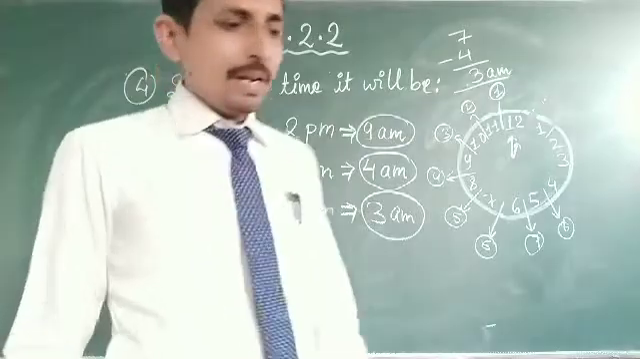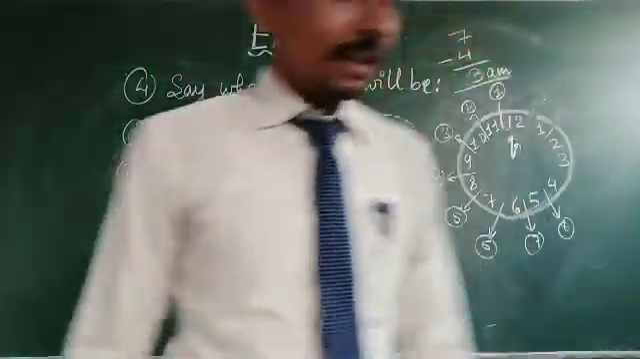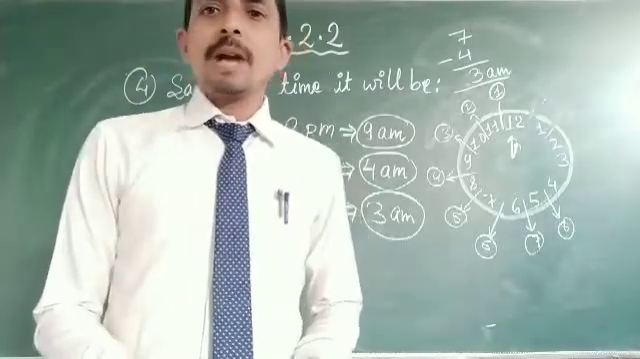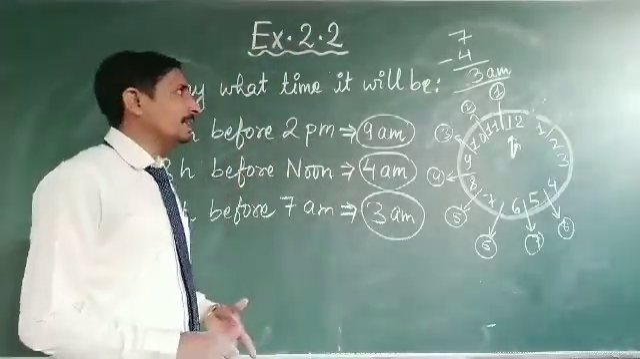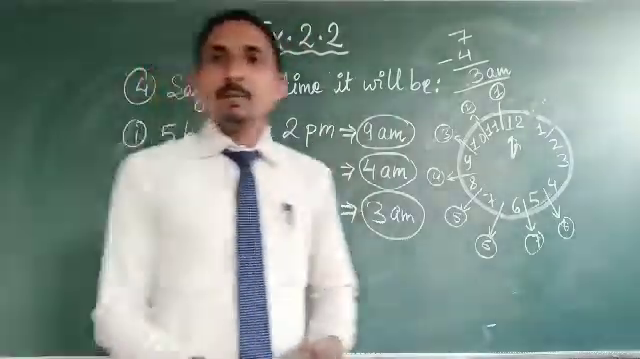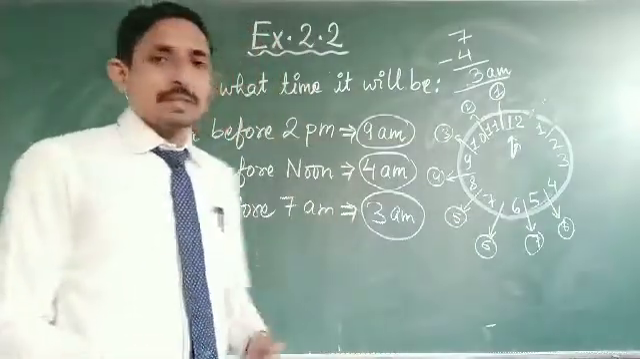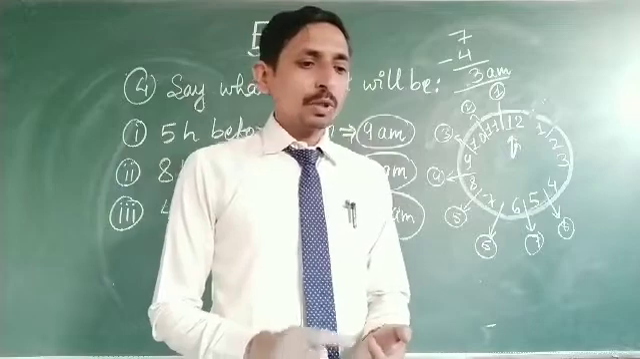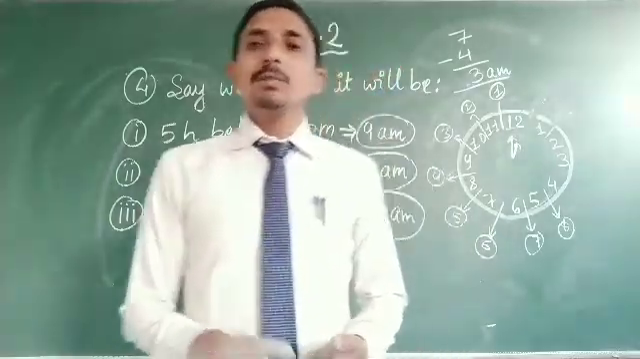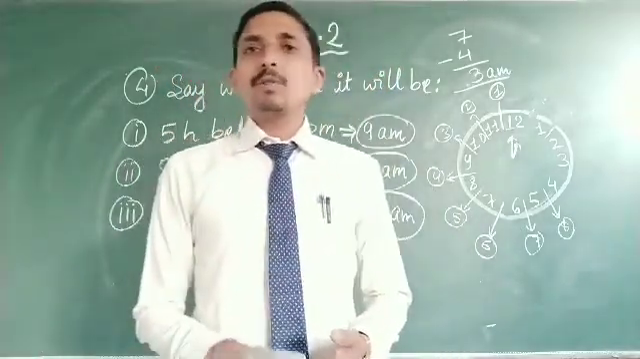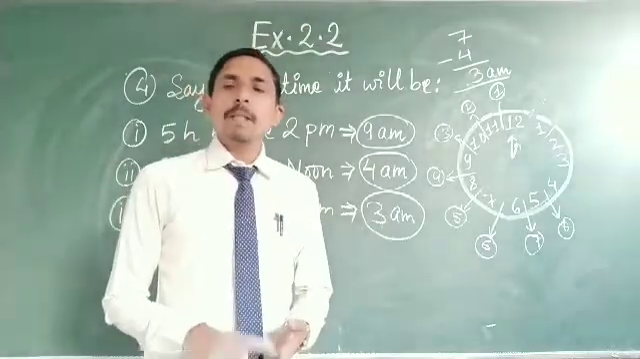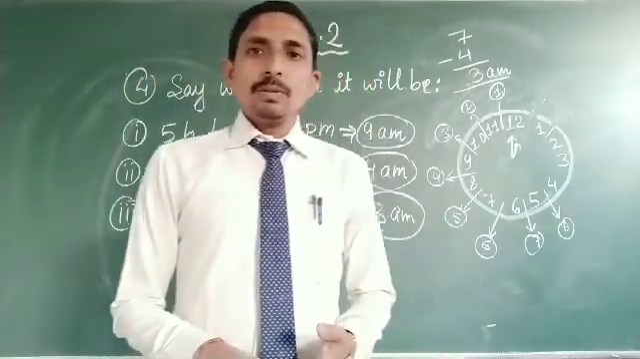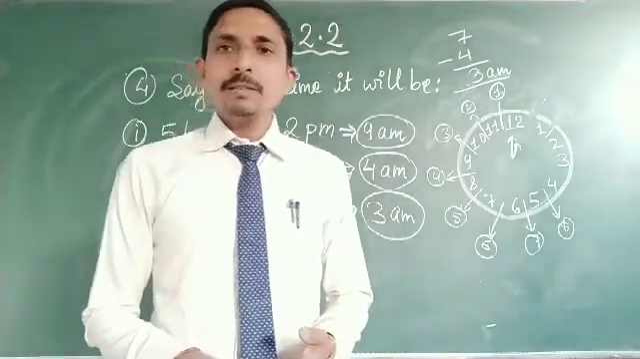So in this way some questions are remaining in question number 4 also, that is question number 4, 5, 6. You can easily find the time before a given time with this process, and the remaining questions in question number 1, question number 2, question number 3 and question number 4, you all attempt the questions in your PC copy in a proper way.